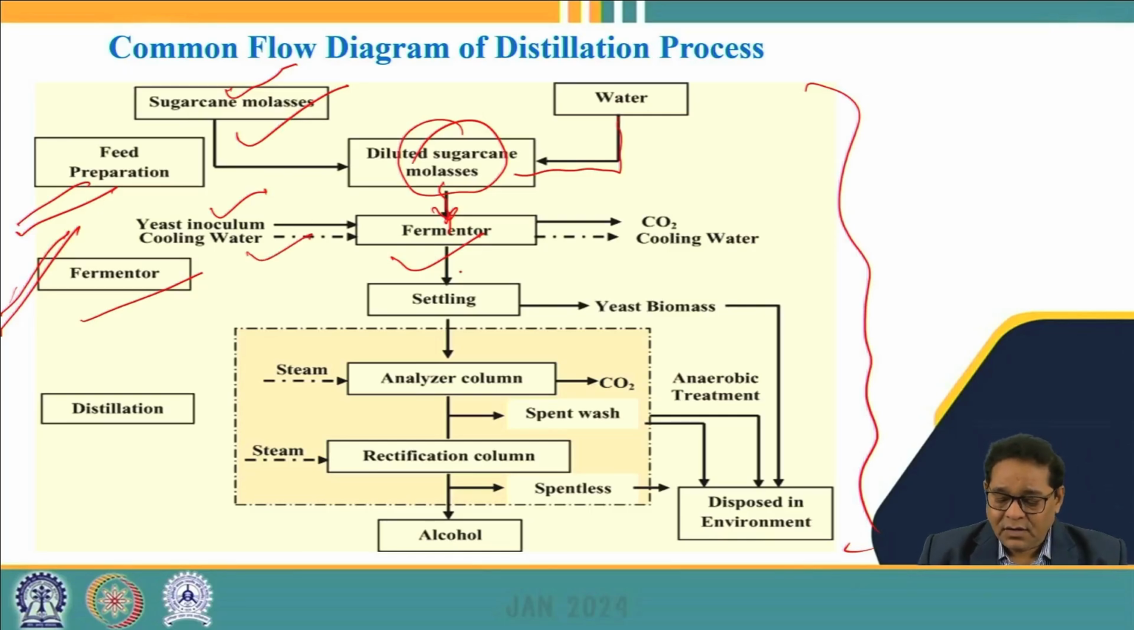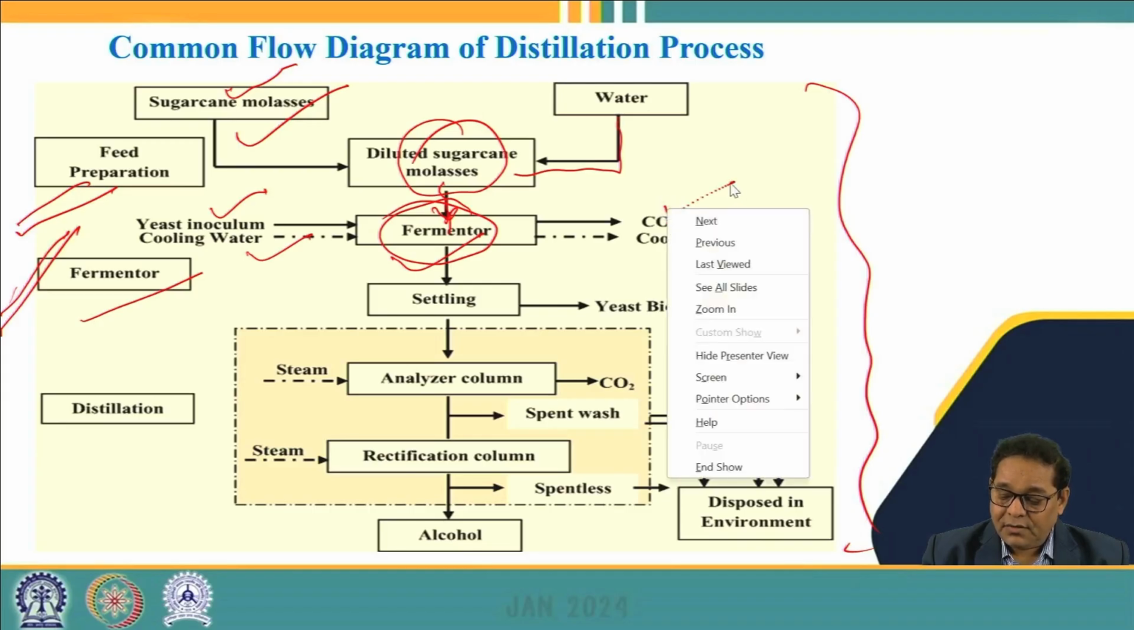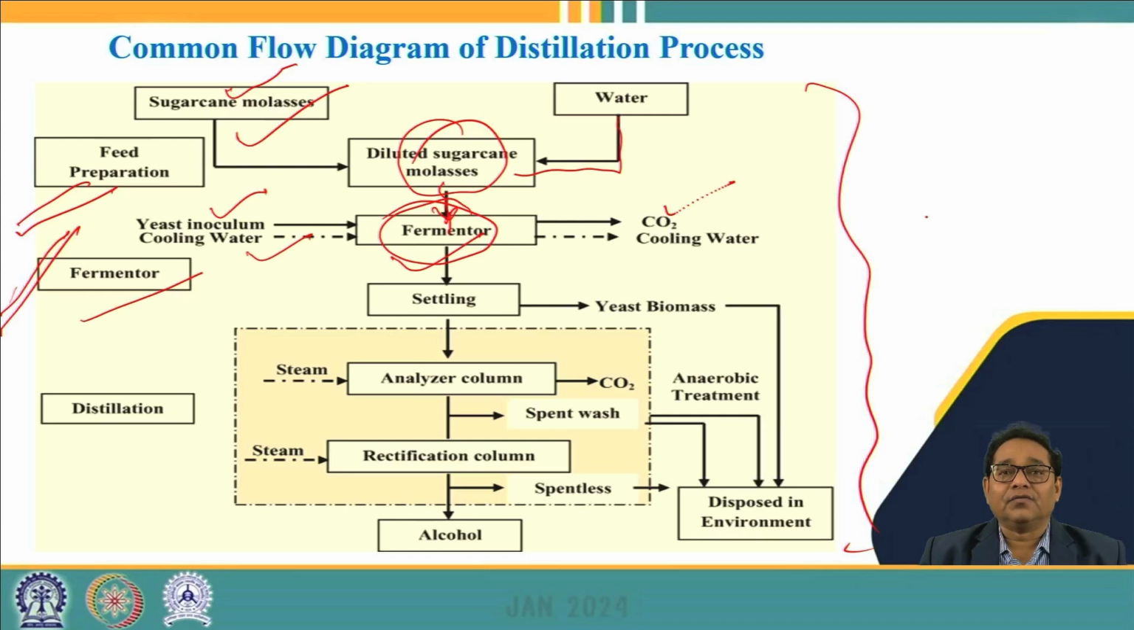And here, when this yeast culture is mixed with the diluted molasses, whatever sugar it contains gets converted into alcohol and water vapors, and whatever CO2 is produced in the process will be taken out from this process. And this cooling water, after cooling the system, will come out as an end product here. Fermentation is carried out until all the sugar content has converted into alcohol.